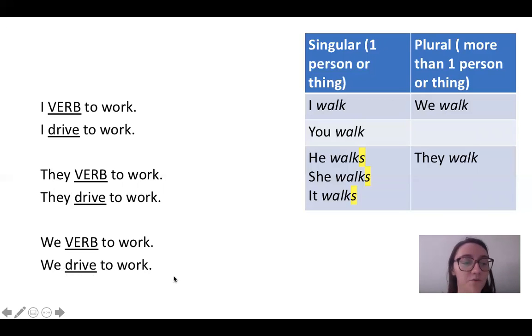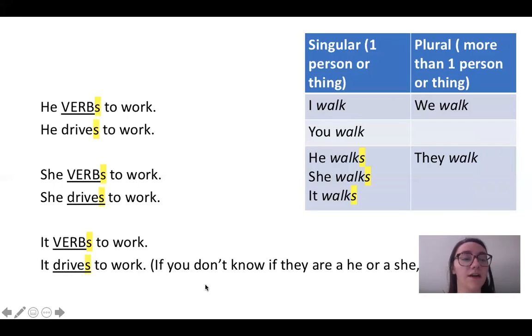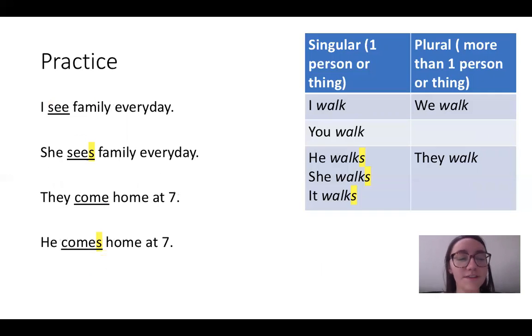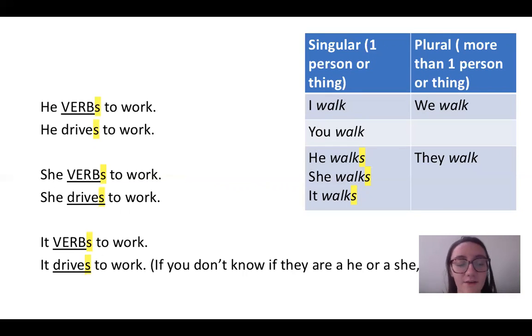So, you know, we drive to work, they drive to work, I drive to work, he drives to work, she drives to work, or it drives to work, which you wouldn't really use because you only use it for animals or for things that aren't alive. So you wouldn't say it drives to work, really. If you don't know if the person is a he or a she, or what they identify as, you can just say they.